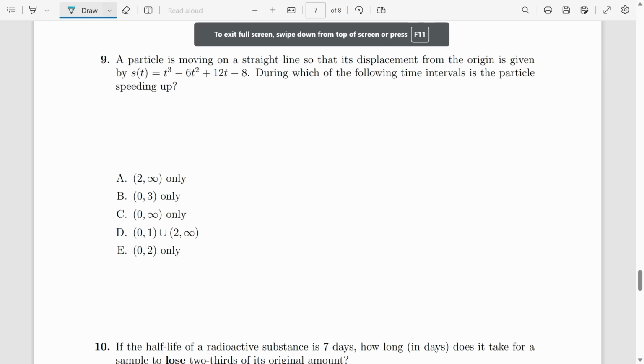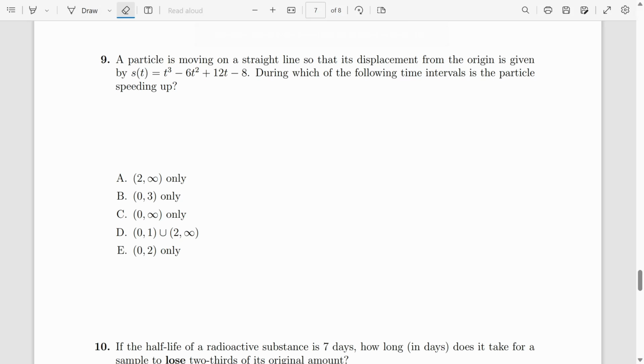All right, question 9. This is one of those particle moving questions. Get that little bar out of the way. Is it gonna disappear? There we go.